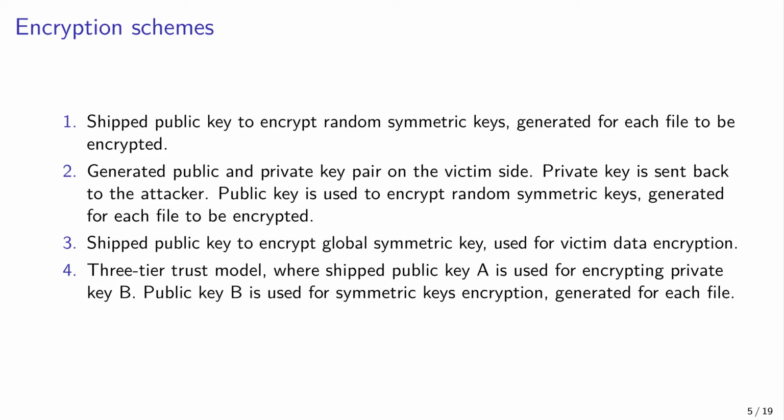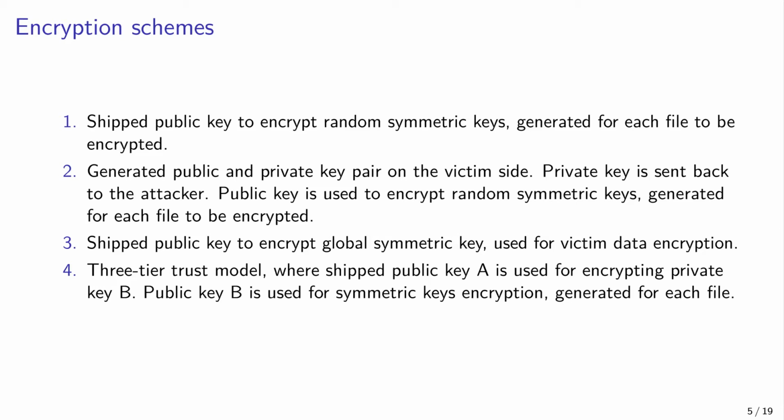Generally, there are 4 well-known encryption schemes used by ransomware in recent years. In the first scheme, the ransomware is shipped with a public key, which is used for symmetric key encryption, and a symmetric key is generated for each file to be encrypted. The second scheme, on the other hand, generates a public and private key pair on the victim side. In this scheme, the private key needs to be sent back to the attacker and removed from the victim's computer, and file encryption works similarly to the first scheme.